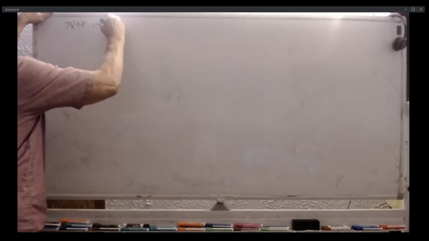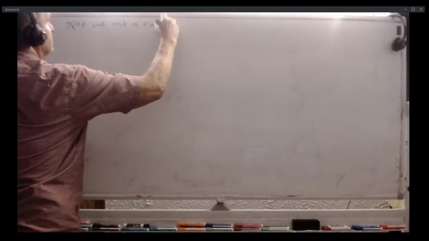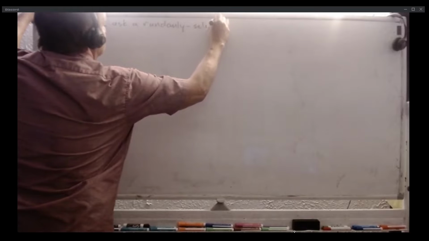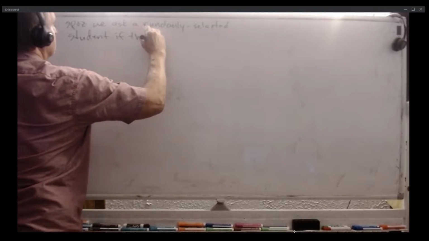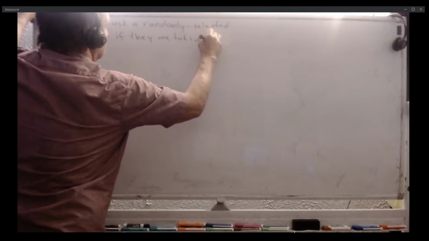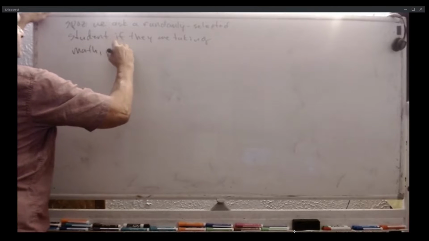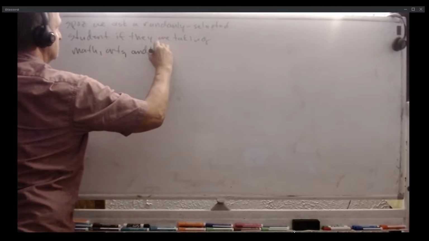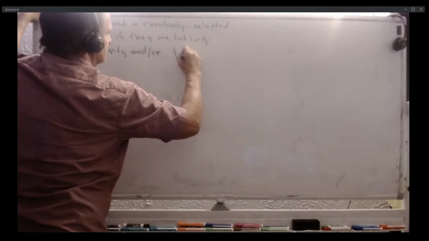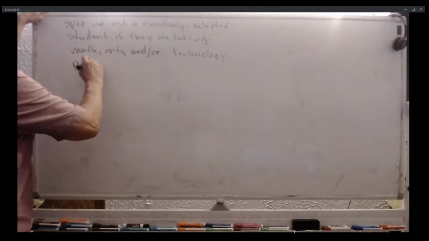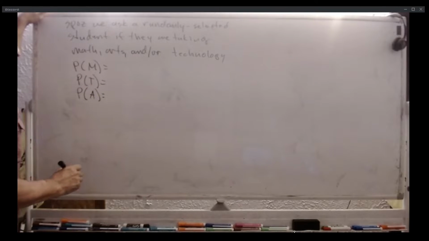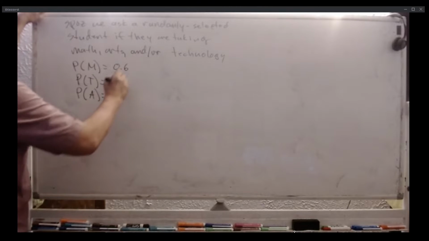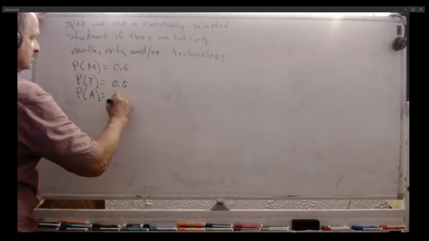Suppose we ask a randomly selected student if they are taking math, arts, and/or technology. Yeah, it was technology. We changed it because we can't say science, because that's the sample space. So the probability that they say they're taking a math course is 0.6. Technology is 0.5. Arts is 0.4.